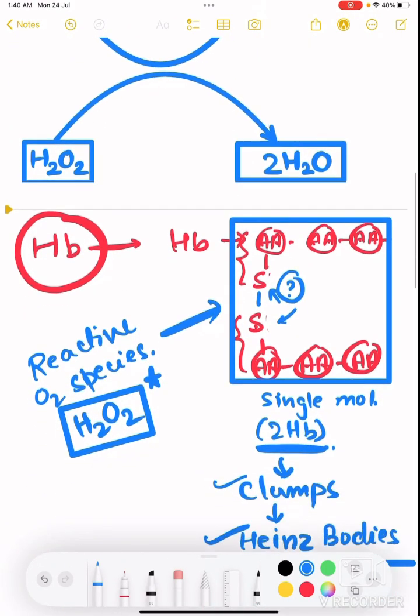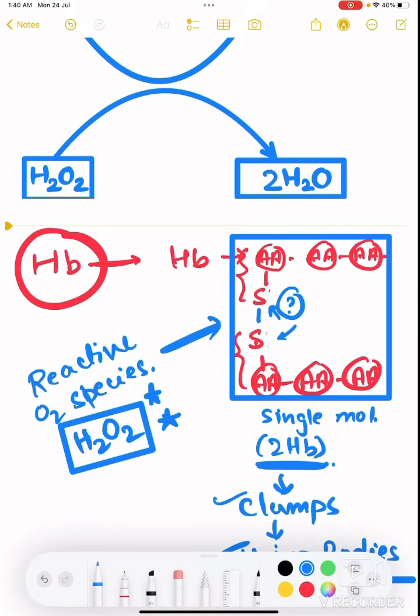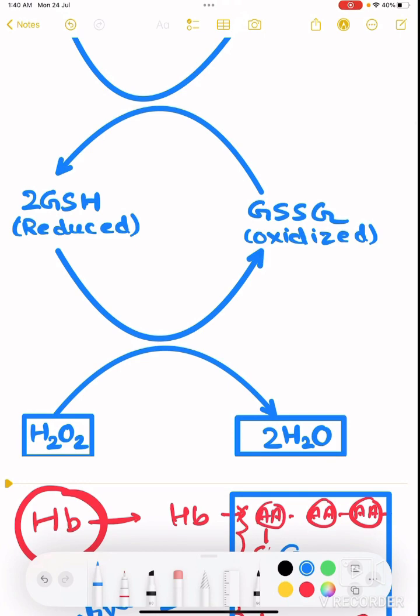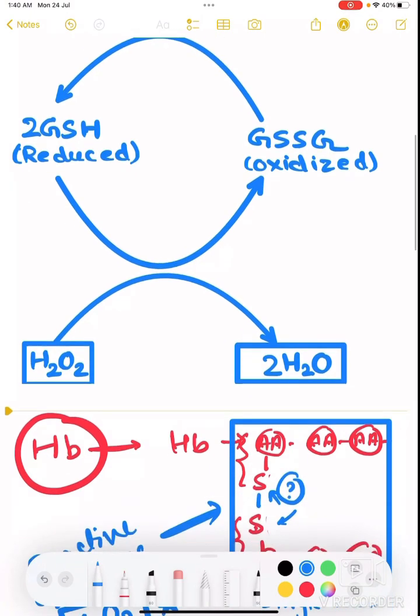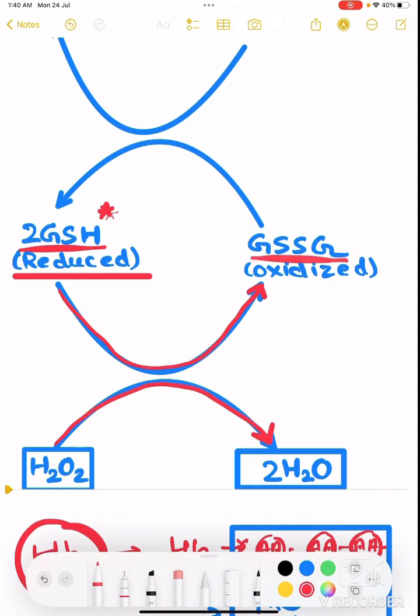Now our question is, what can we do so that H2O2 doesn't react with these SH groups? The main thing is that we need another reducing agent, so that H2O2 doesn't oxidize the hemoglobin molecule but oxidizes something else. So what is that molecule? It is 2GSH. 2GSH is a reduced molecule, and it reacts with H2O2 to form H2O, and it itself becomes GSSG, which is an oxidized form.